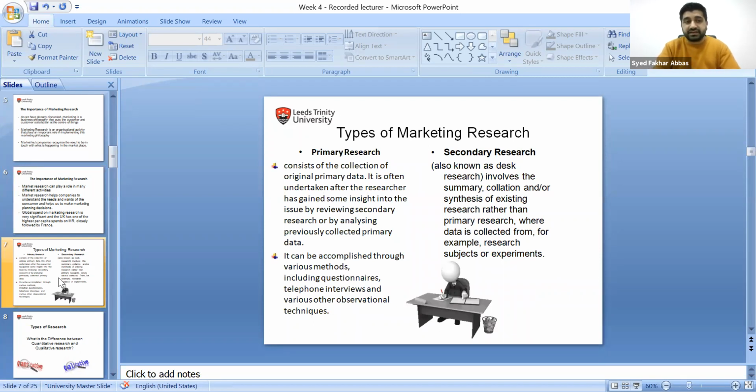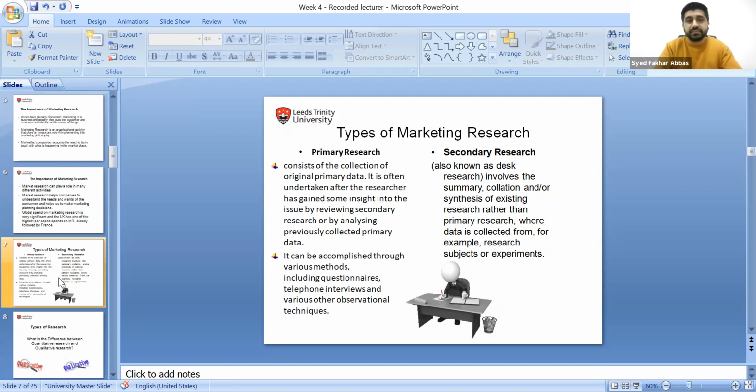There are basically two types of market research. Number one is primary research, and second is secondary research. In primary research, we basically interact directly with the customers. We receive the data, and then accordingly we do research. However, in secondary research, we base our decisions on primary research and act accordingly.